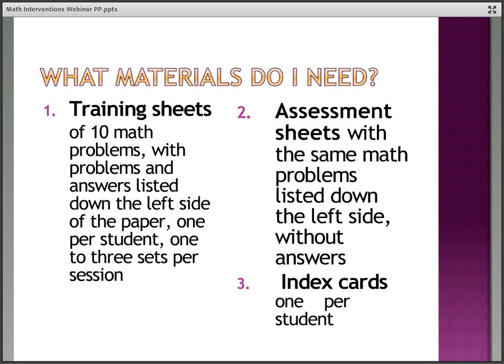You'll need training sheets of 10 math problems with problems and answers listed down the left side of the paper, one per student, 1 to 3 sets per session. You'll need assessment sheets with the same math problems listed down the left side without answers, and index cards, one per student.